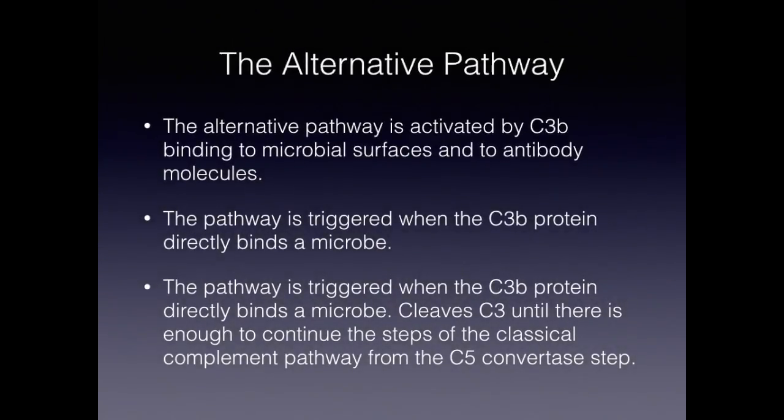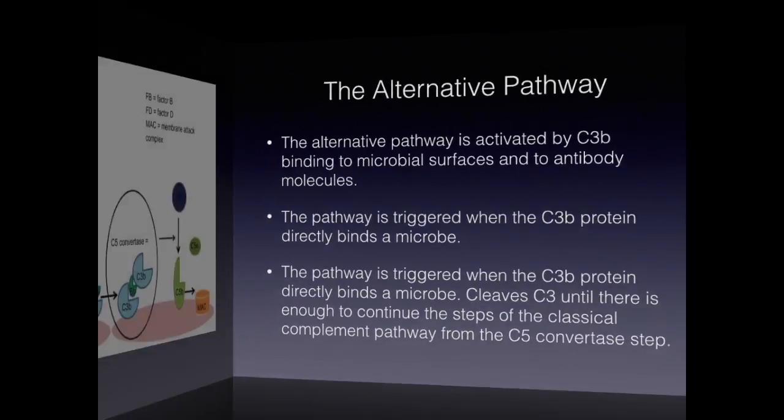The alternative pathway is activated by C3b binding to microbial surfaces and to the antibody molecules. The pathway is triggered when a C3b protein directly binds to a microbe. It can also be triggered by foreign materials in damaged tissues. It cleaves C3 until there is enough to continue the steps of the classical pathway from the C5 convertase step.